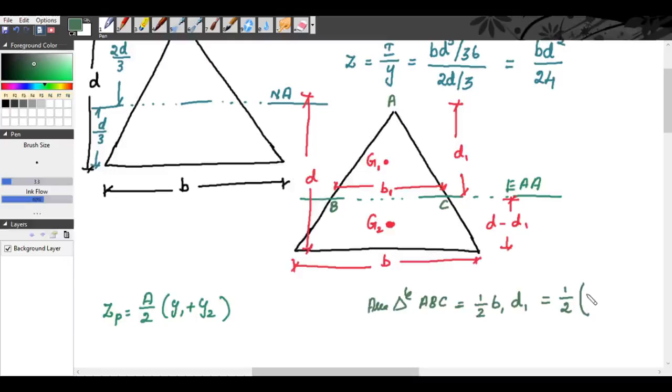So what is the area of the larger triangle? Half into base into height. Okay. So from this what we get is, you can cancel this 2, you get B1 is equal to BD by 2D1.